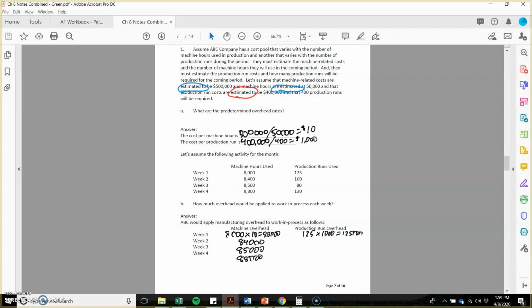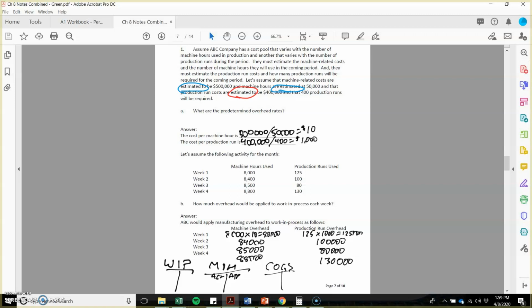And then over on the production run side of things, we've got week 2 $100,000 production run overhead applied, 80 grand applied, and $130,000 applied. So in total, I'm going to apply $772,000. So I see two T accounts here. I've got my WIP, I've got my MOH, actual over on the debit side, applied over on the credit side, and I'll go ahead and put cost of goods sold on here for analysis purposes.